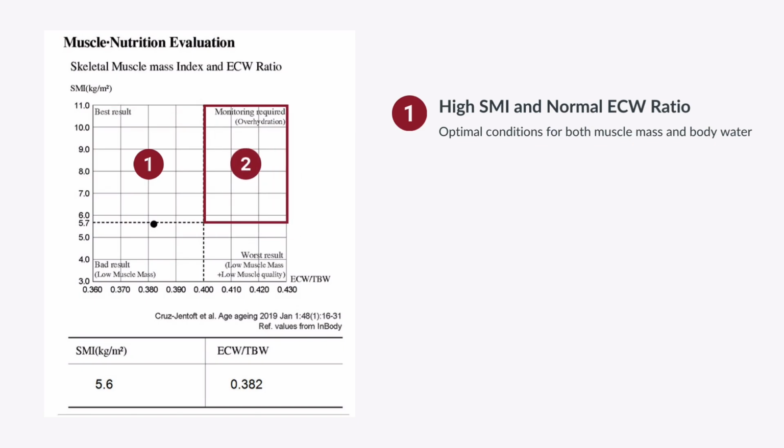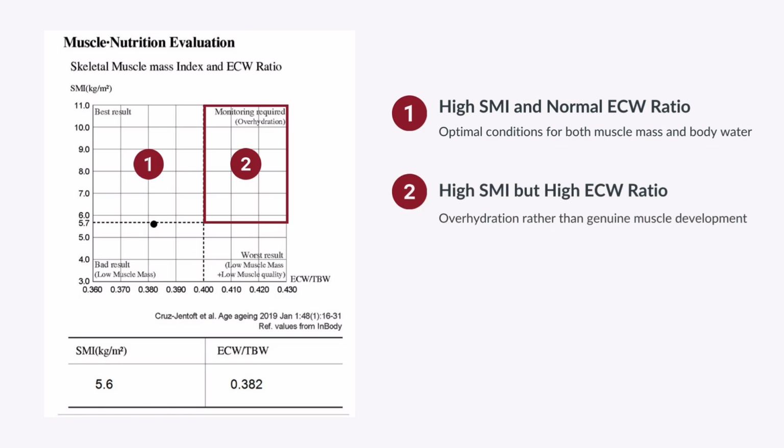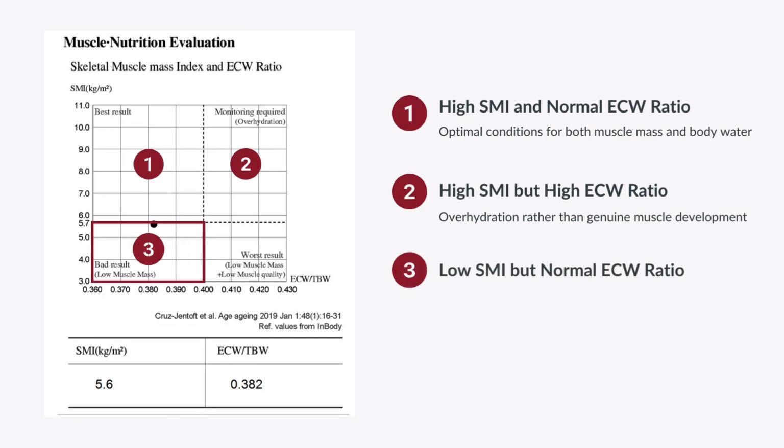In contrast, landing in the second quadrant signals high SMI but high ECW ratio. While high muscle mass appears positive initially, the elevated ECW ratio might indicate overhydration rather than genuine muscle development. If you find your data in the third quadrant, it suggests low SMI but normal ECW ratio. Despite balanced body water levels, the insufficient muscle mass underscores the need for targeted interventions to enhance muscle development.